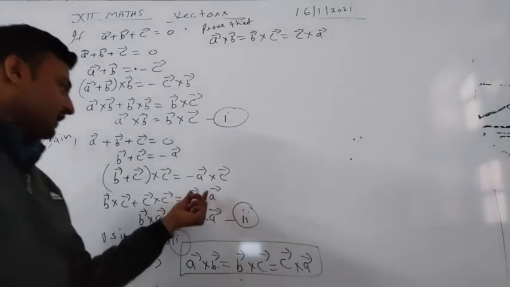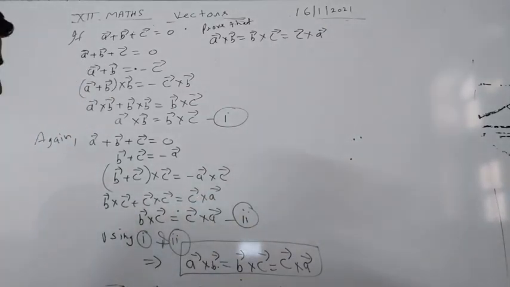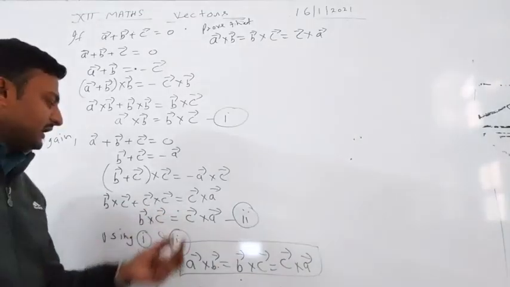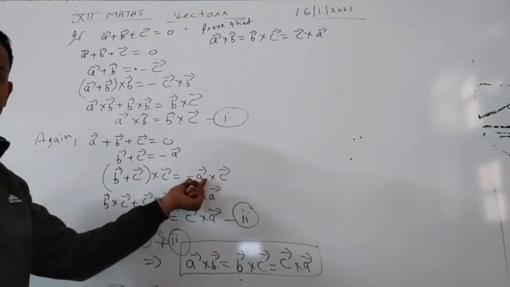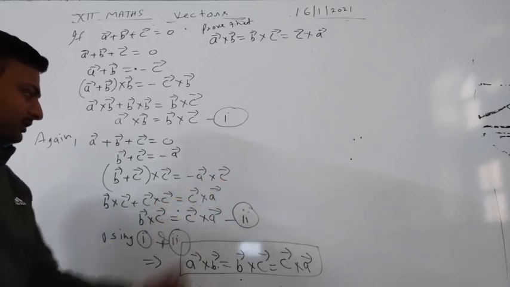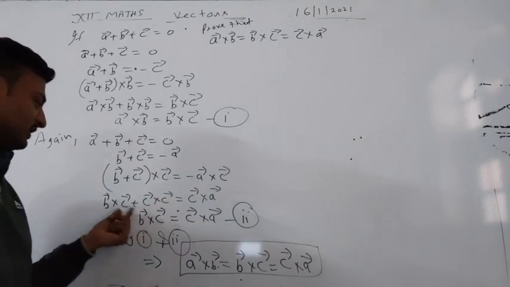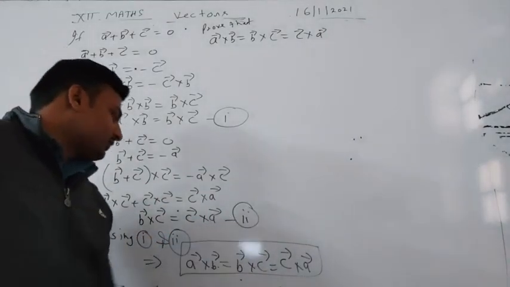And this part will be changing to C cross A. So B cross C plus C cross A, which is equal to C cross A. This negative sign will remove and we write C cross A. So this part is 0, so this will be changed to B cross C, which is C cross A. This is equation number 2.